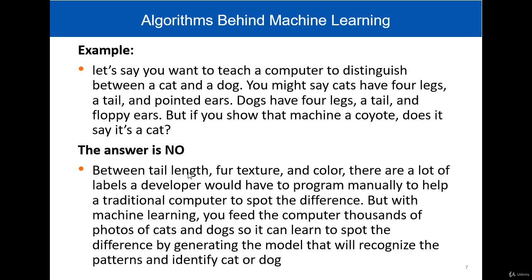Between tail length, fur texture, and color, there are a lot of labels a developer would have to program manually to help a traditional computer spot the difference. But with machine learning, you feed the computer 1,000 photos of cats and dogs so it can learn to spot the difference by generating a model that will recognize the pattern and identify cat or dog.